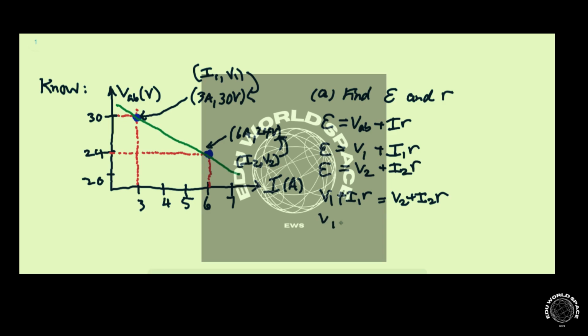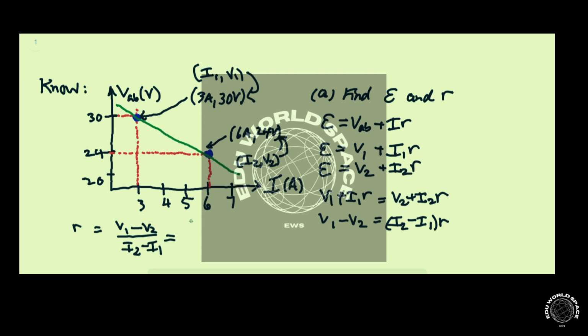So we have V1 minus V2 equals I2 minus I1 times R. And then you can solve for R by dividing through by I2 minus I1. So let me write that over here. R is equal to V1 minus V2 over I2 minus I1. And we have all those numbers that are given by these points here.